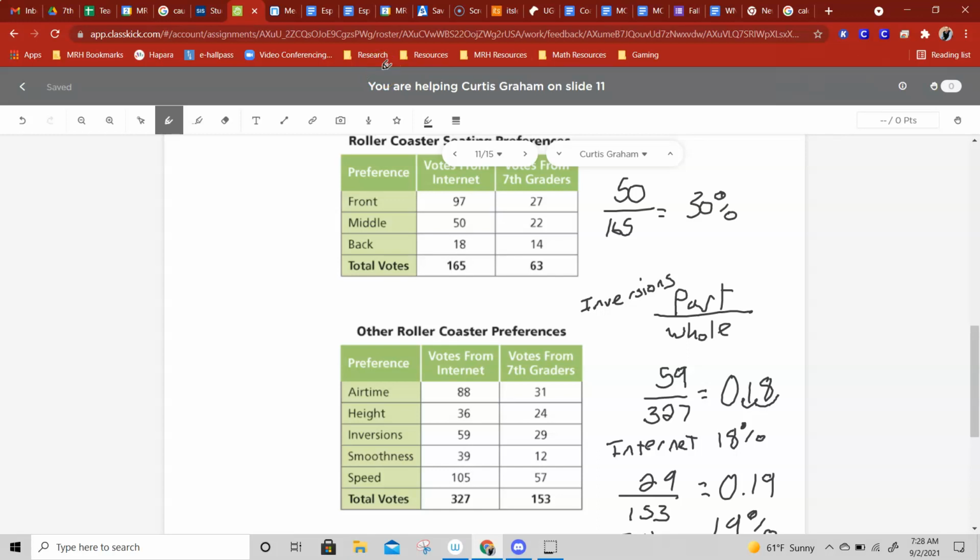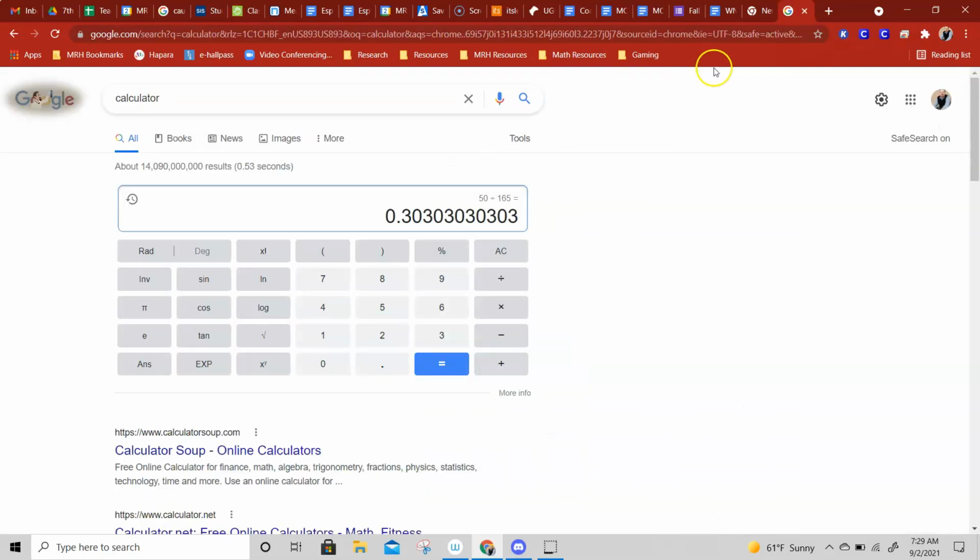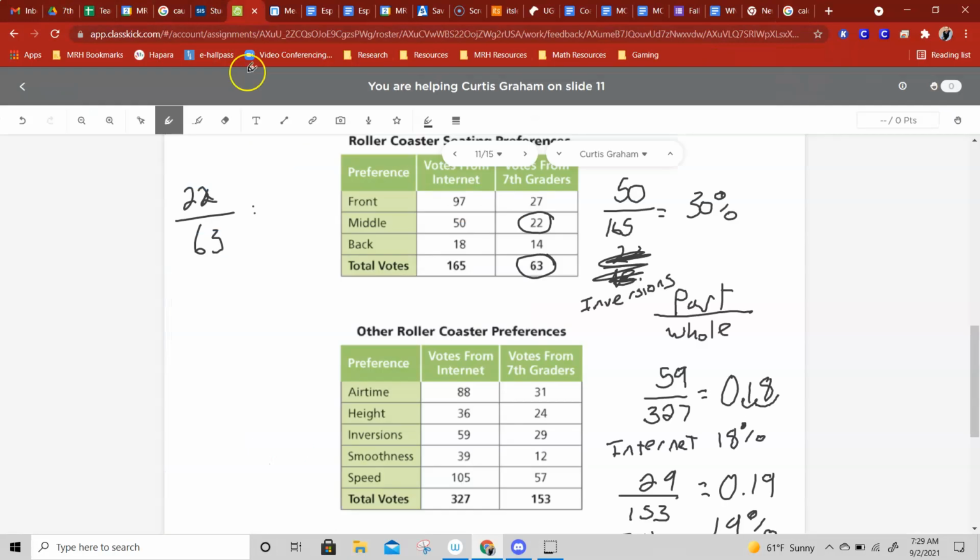Let's see how many percent want to sit in the middle from the 7th graders that were interviewed. So 22 over 60. Ooh, that just turned out bad. 22 is my part for this one. Okay, because I'm looking at that number over my total, which is right there, 63. And so 22 divided by 63 is 35%. So it looks like slightly more 7th graders like right in the middle than from the internet survey.